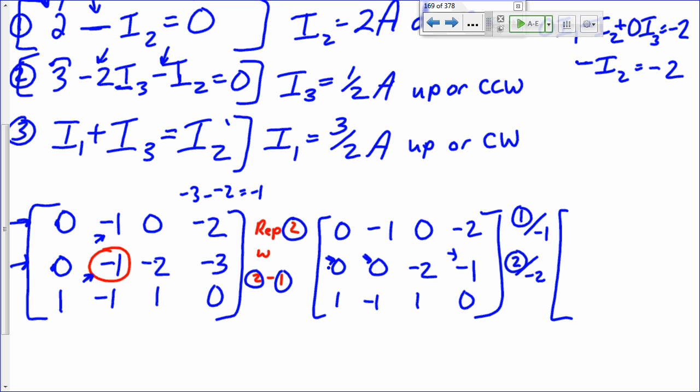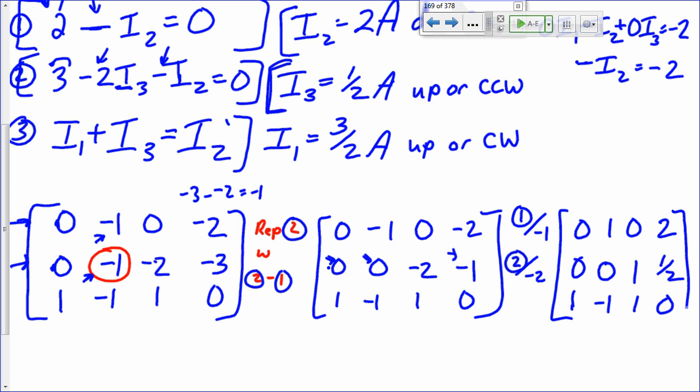All right, so that gives me 0, 1, 0, 2. That's my I2 value, by the way, which is what I found up here was 2 amps. I2 is equal to 2. Then 0, 0, 1, 1/2. That should be the same as what I found for I3, which it is. And then 1, -1, 1, 0.